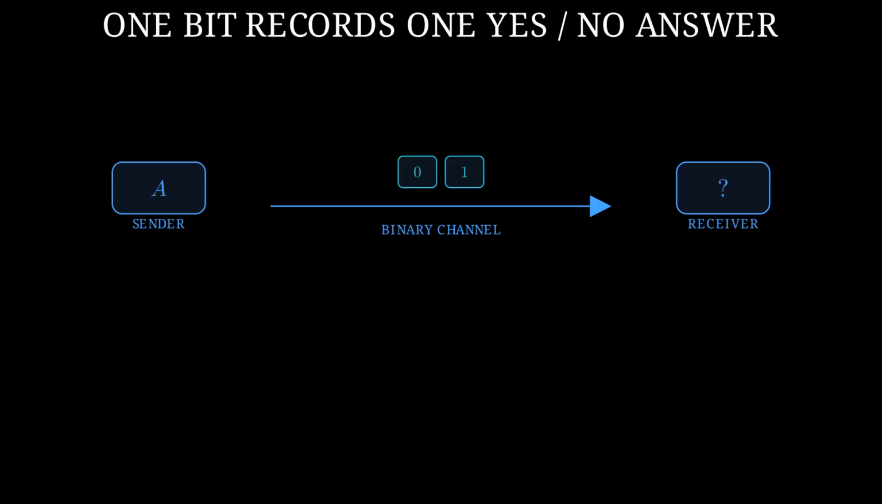Beforehand, they agree on what each bit will distinguish. Every transmitted bit answers one yes or no question, and the message stops when only one symbol remains.